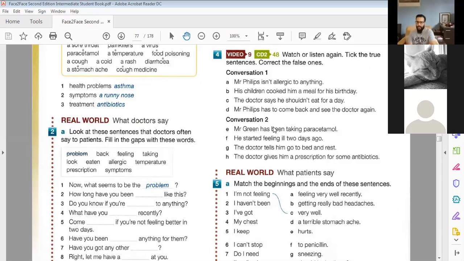Okay. So we just need to choose true and false. Let's start with conversation 1. So Mr. Phillips, is he allergic to anything? Mr. Phillips, yeah, the first one with the food poisoning. No, didn't say. Yeah, because she asked him and he said no. All right. What about number 2?